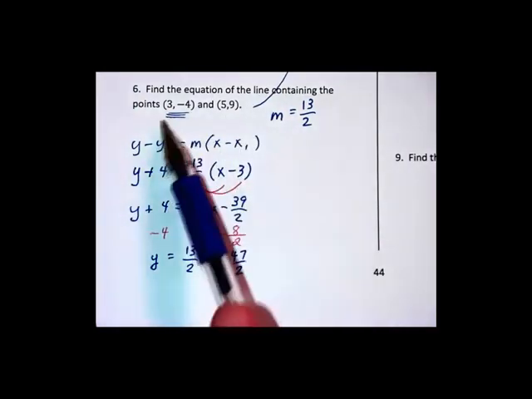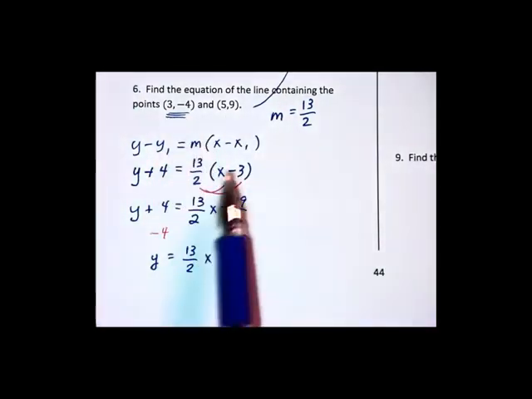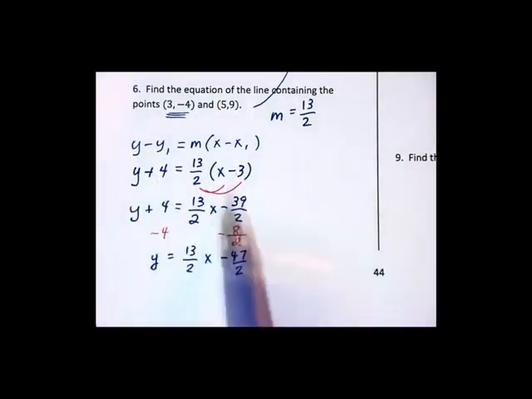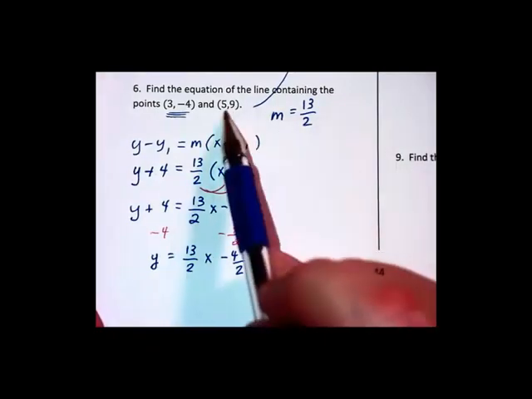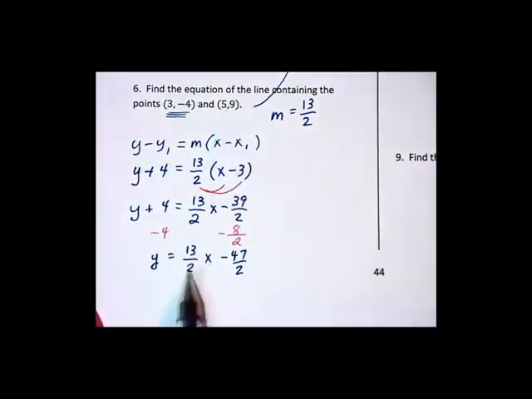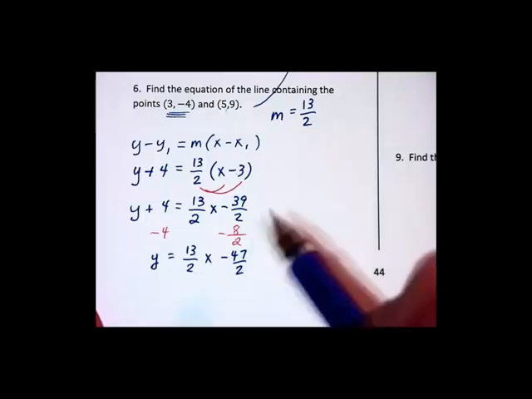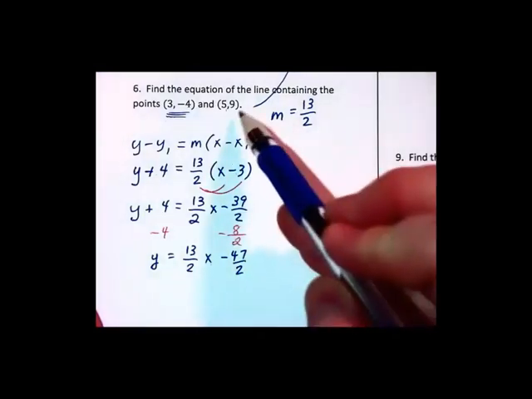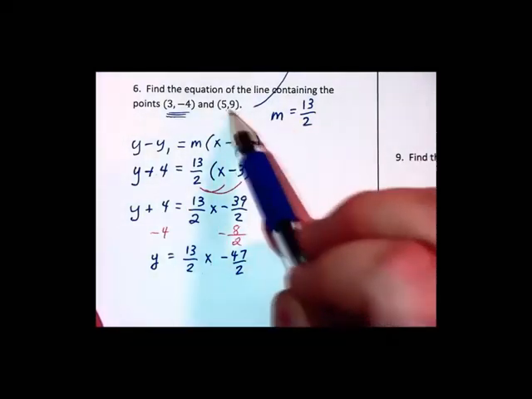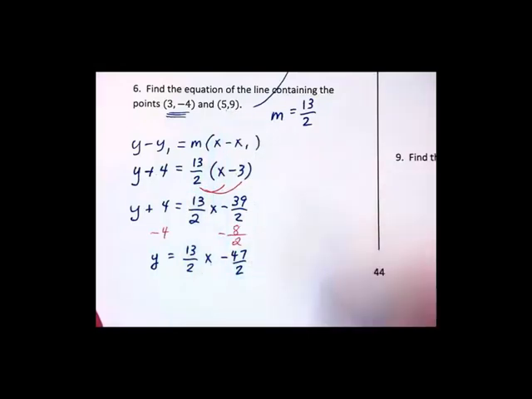If we want to double check this, we can just see that this line contains both of these points. We pretty much already know that it contains (3, -4) because we used that point to find the equation of the line. So I'm going to check by substituting in 5. 13 halves times 5. 13 times 5 is 65. 65 halves minus 47 halves. They've got a common denominator of 2. 65 minus 47 is 18. And we'd have 18 over 2, which is equal to 9. So that tells me that (5, 9) is a point that's on this line, further helping me know that I've got the right answer.